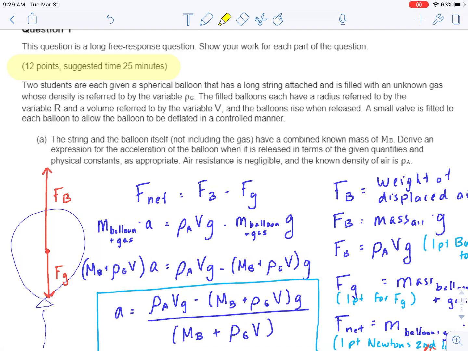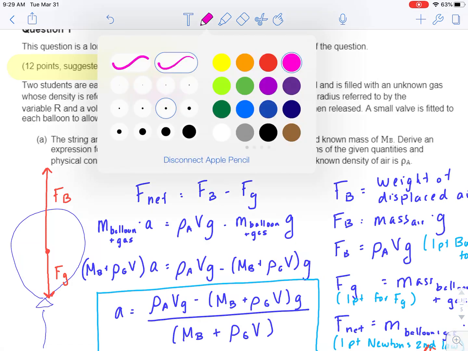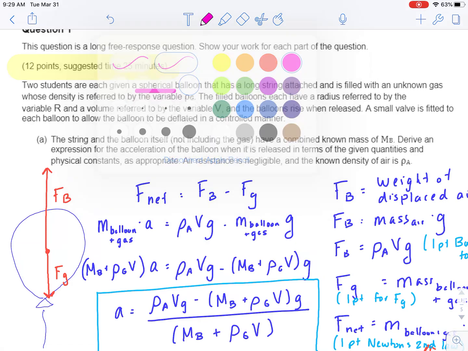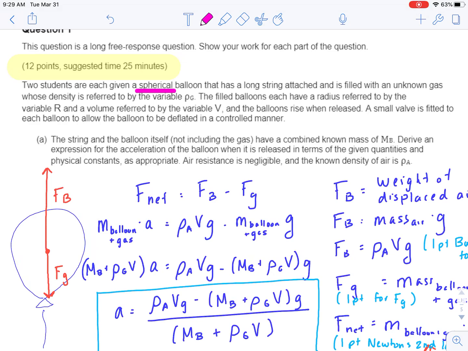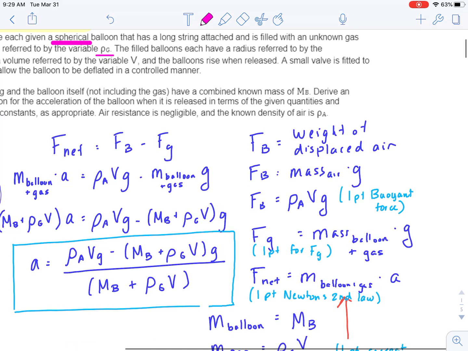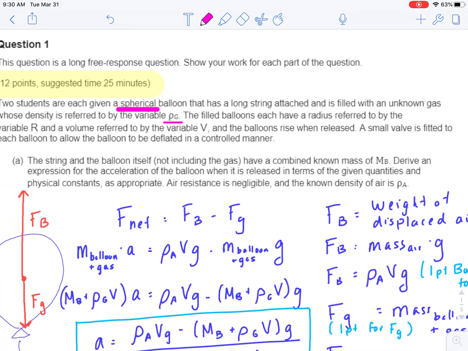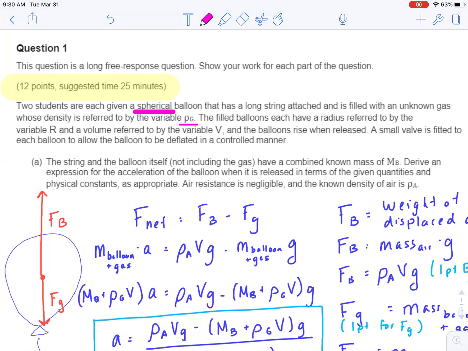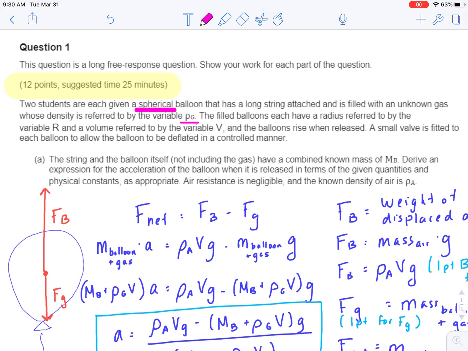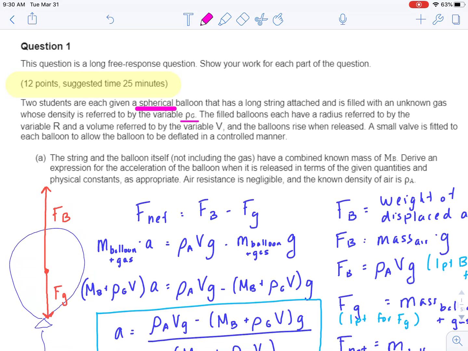Okay, so it says 2 students are given a spherical balloon. Now, spherical means that it's actually a sphere. I'm going to make this a little bit narrower. That has a long string attached and is filled with an unknown gas whose density is referred to by the variable rho sub g. So you'll see that in some of my calculations down here. To get the mass of the gas, for example, you would take the density of the gas times the volume of the balloon. The filled balloons each have a radius referred to by the variable r, and the volume referred to by the variable v.